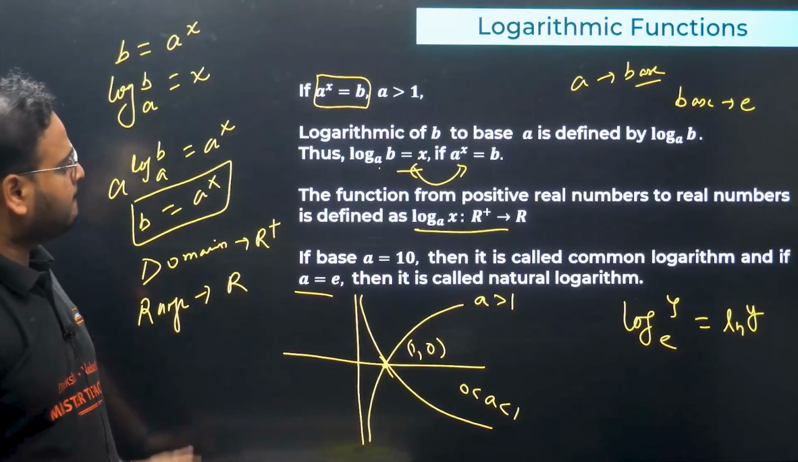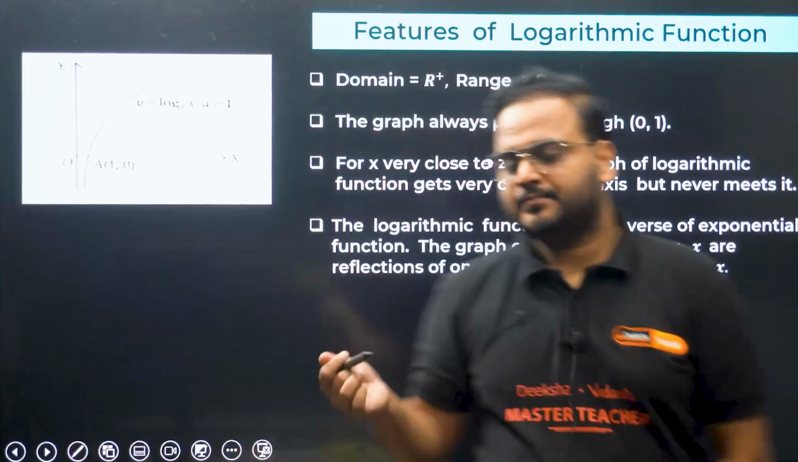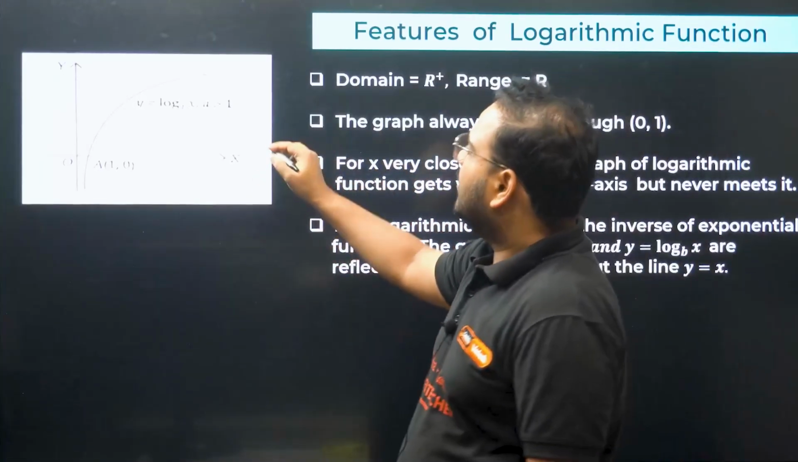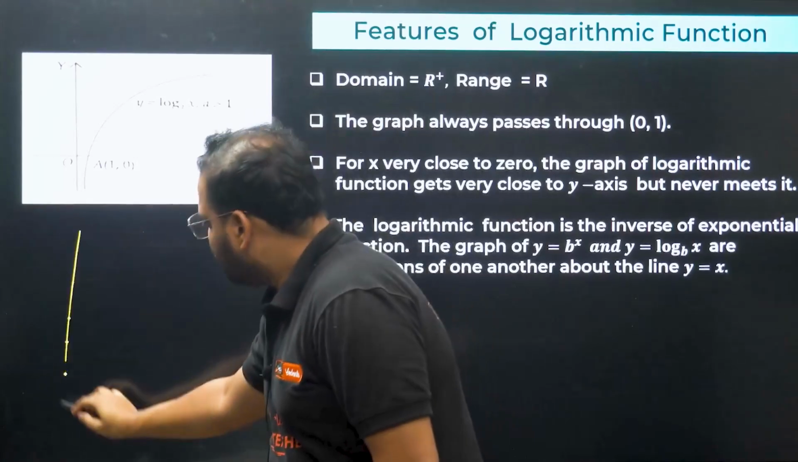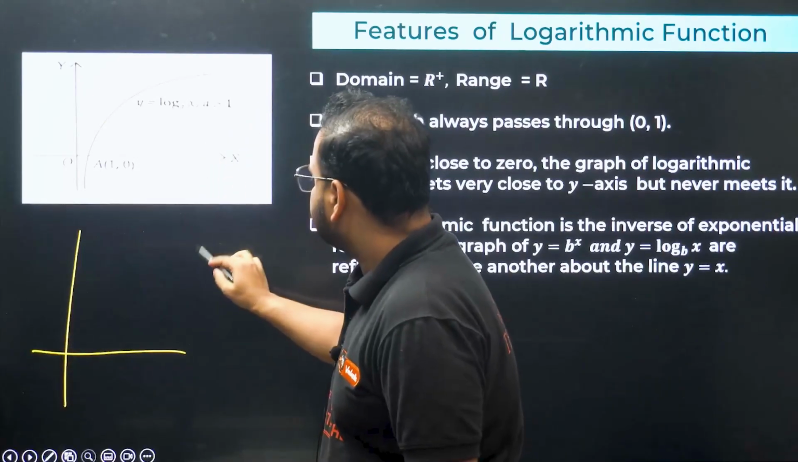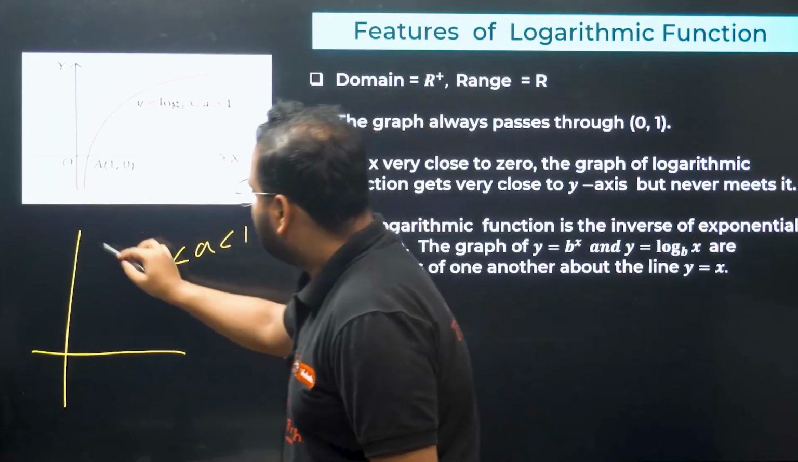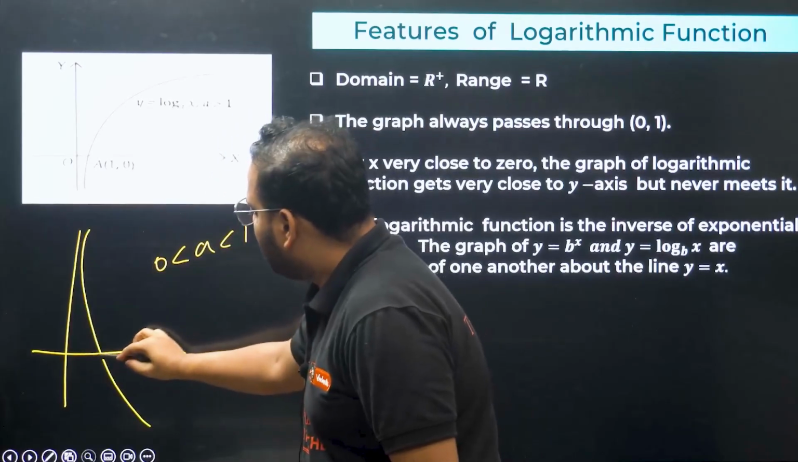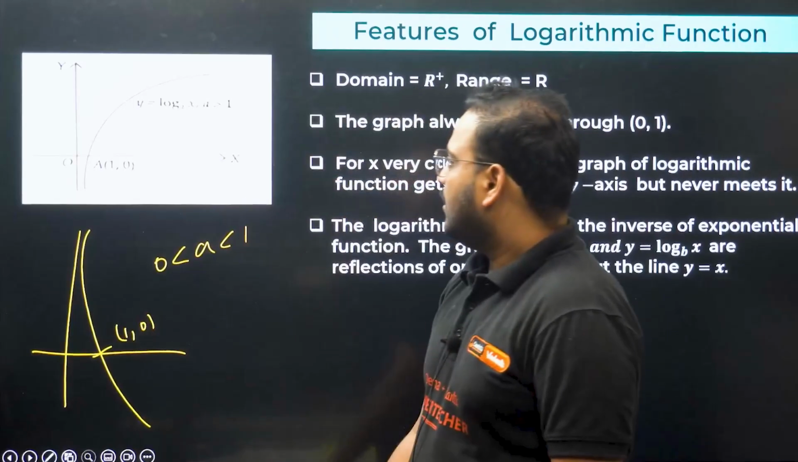Have a look. Let's move on. Some simple properties I've given you over here. Now this curve you can see here, when a value is more than 1, the graph goes like this, increasing. Explained this already. When a value is between 0 and 1, the graph comes like this, and this point is what? 1, 0. This point is (1, 0).